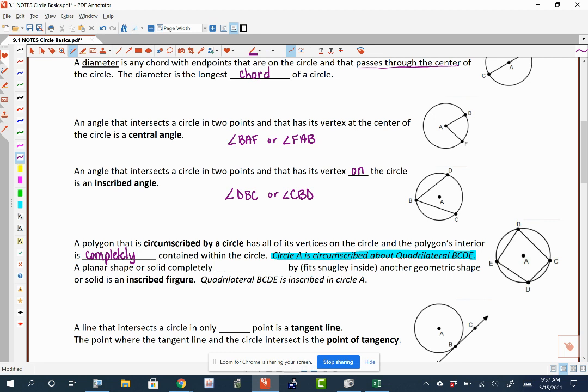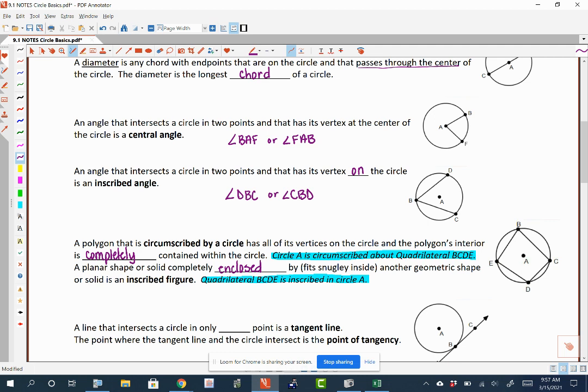Well, we have kind of the opposite of that. It says a planar shape or solid completely enclosed by or fitting snugly inside another geometric figure or solid is called an inscribed figure. So again, I've got a statement to help us think about this one. Quadrilateral BCDE, so we're starting with the shape this time, is inscribed in circle A. So we say it's inscribed in circle A if it is completely enclosed inside, fits snugly to this circle.